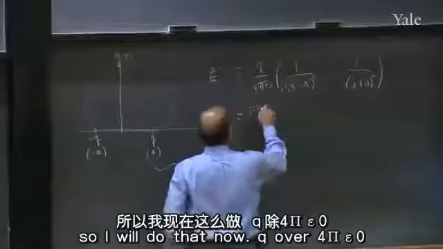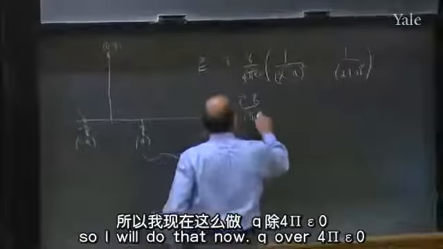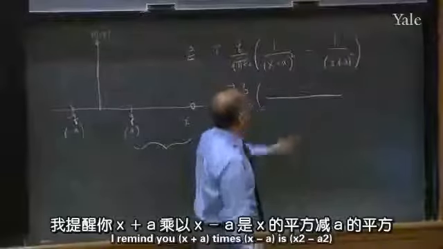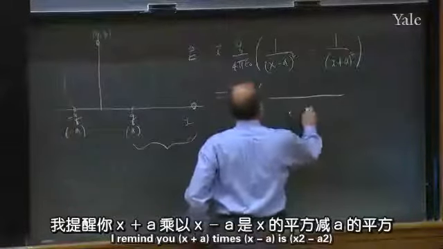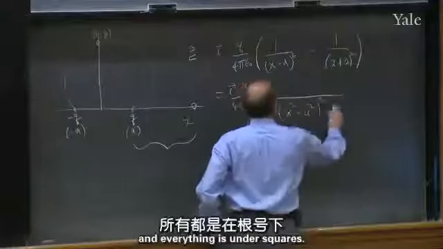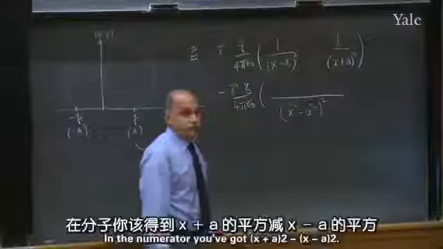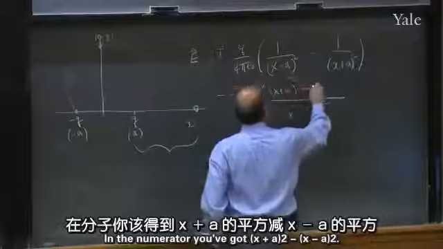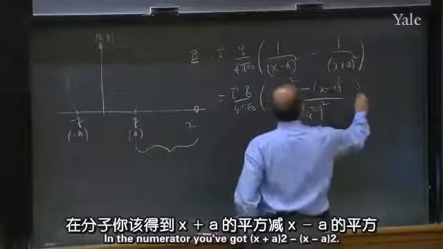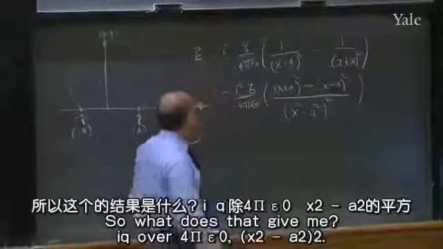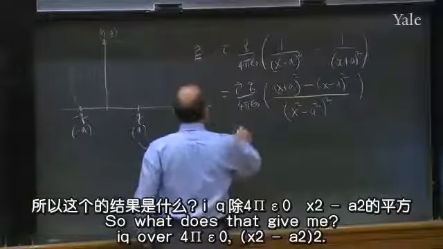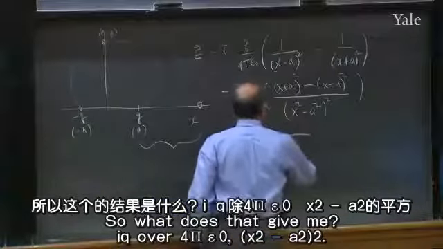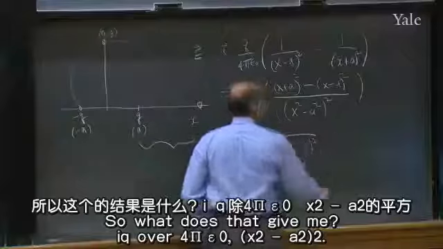So I will do that now. Q over 4 pi epsilon 0. Now you find a common denominator. I remind you, x plus a times x minus a is x squared minus a squared, and everything is under squares. In the numerator, you get x plus a squared minus x minus a squared. So what does that give me? i q over 4 pi epsilon 0 times x squared minus a squared, squared.